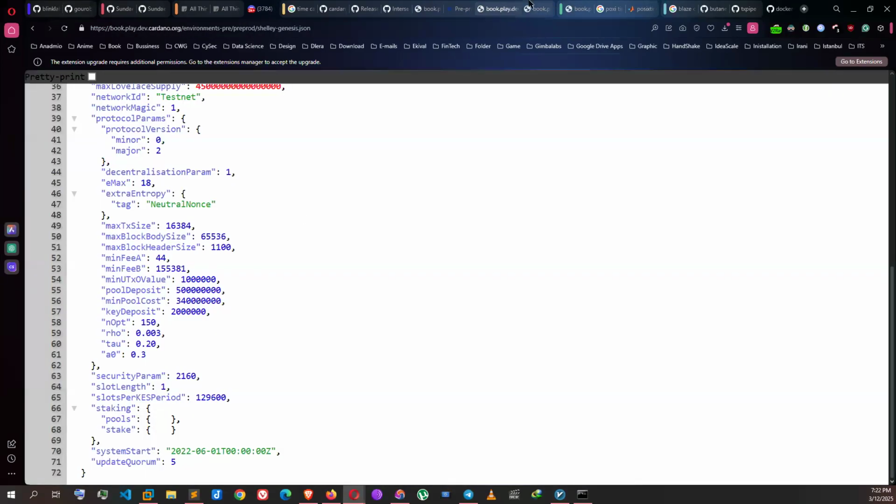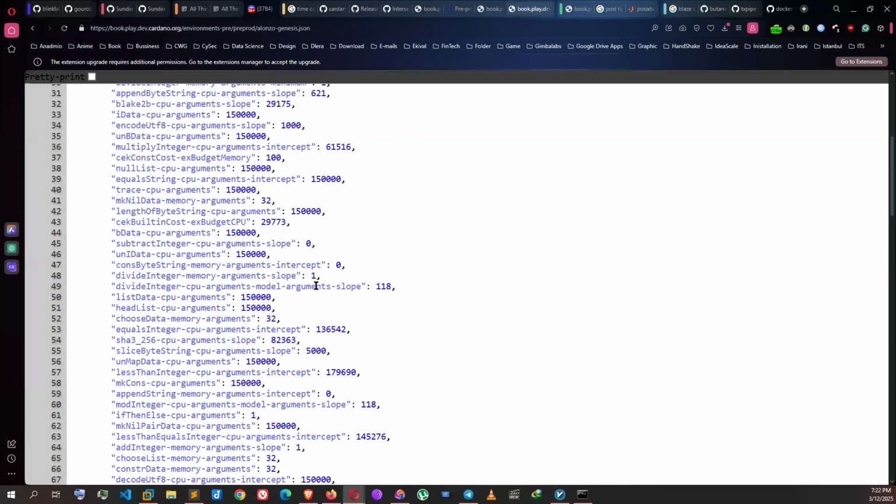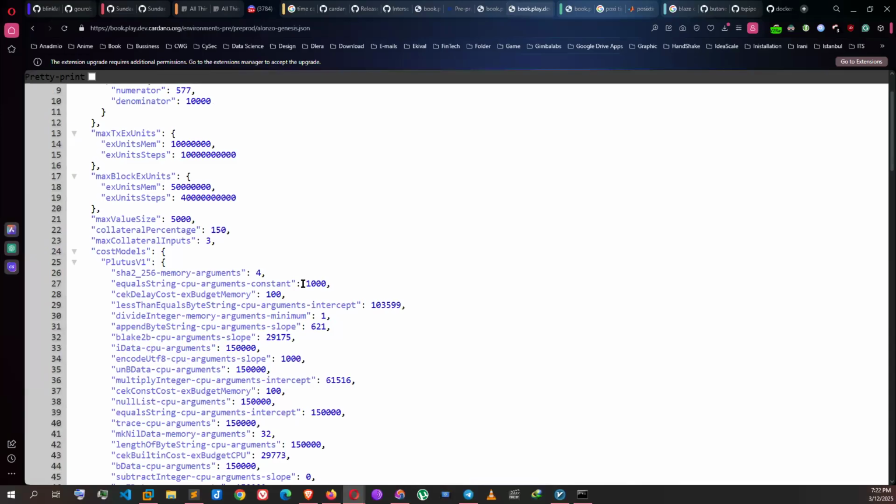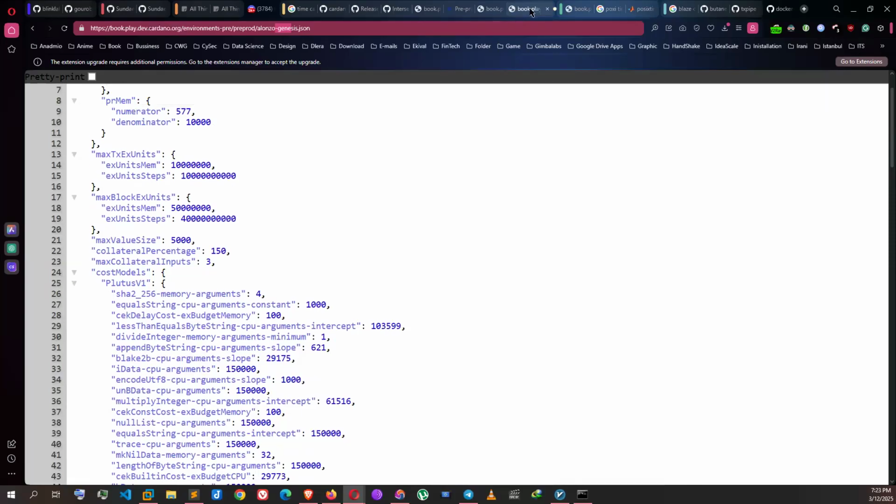So the cost model, as Chris said, is just a way of calculating how much it costs to evaluate these contracts. But as Chris also mentioned, after Shelley, these Genesis files are kind of add-ons, so they just complete each other. It's like they copy each other. So we have in detail what these numbers mean in Plutus version 1 inside the Alonzo Genesis.